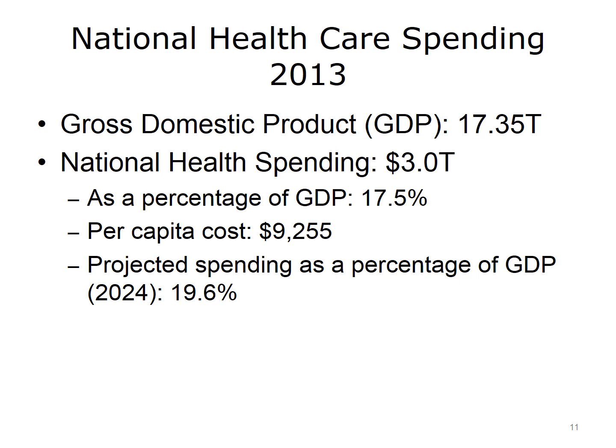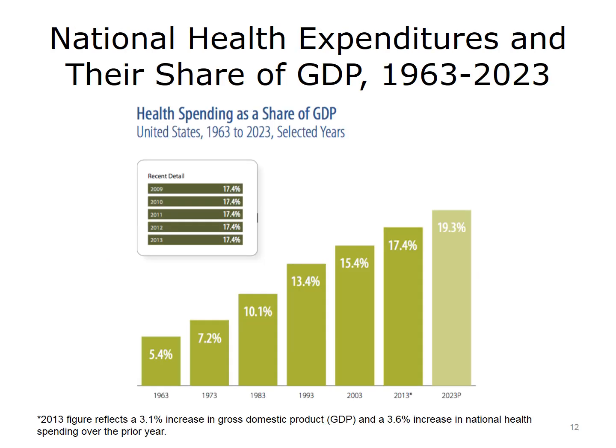This translates into a per capita value of more than $9,000. It is projected that by 2024, spending will approach 19.6% of GDP, or 1 out of every $5 spent in the U.S. economy. This chart, prepared by the California Healthcare Foundation, illustrates the increase in total national healthcare spending in billions of dollars for select years from 1963 until 2013 and projected to 2023, and as a percentage of GDP.